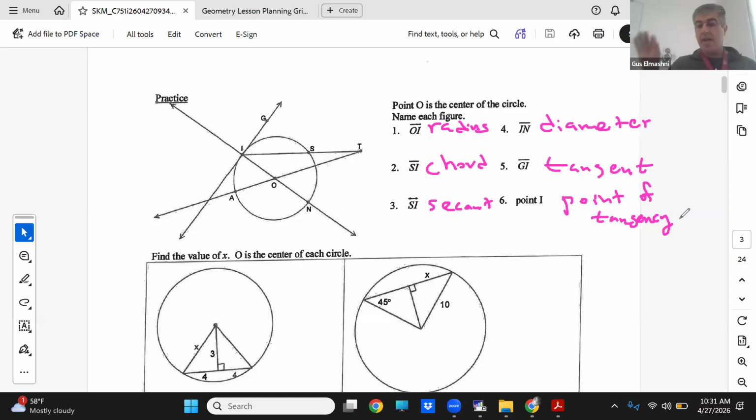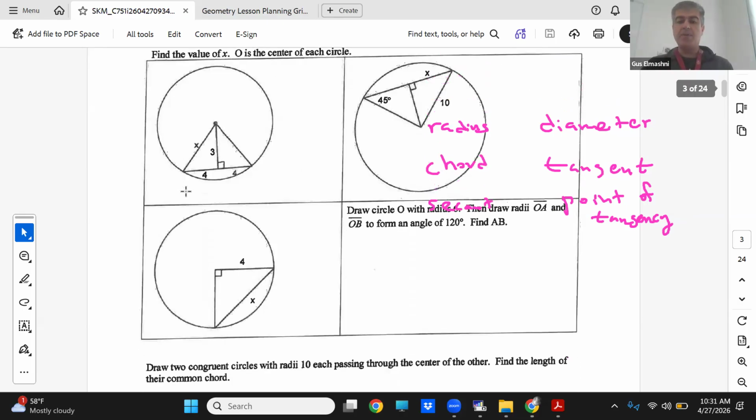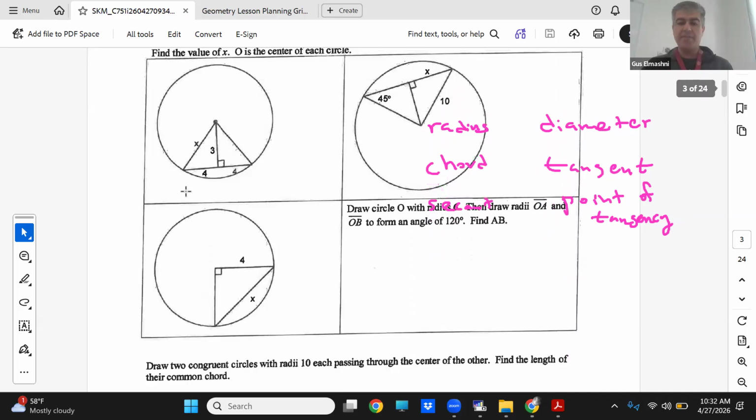Yeah, so SI as a segment is a chord, but as a line it's a secant, right? And then diameter IN is a tangent, even if it's a segment, you still call it tangent. Point I is the point of tangency, OI is a radius. So we're okay with that?